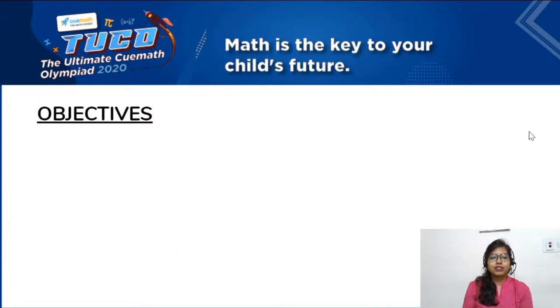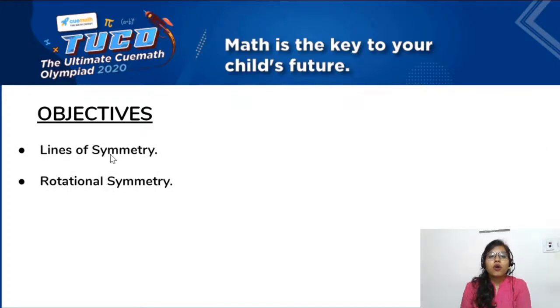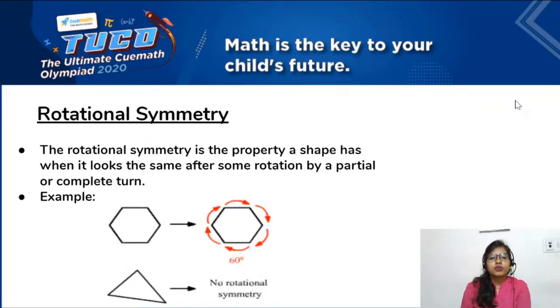Let's proceed further. So here go our objectives for today. We are going to learn about lines of symmetry and about rotational symmetry. These are the two categories of questions we are going to focus upon. Here goes our first one, rotational symmetry. Let's understand what this is. Rotational symmetry is the property a shape has when it looks the same after some rotation by a partial or complete turn.